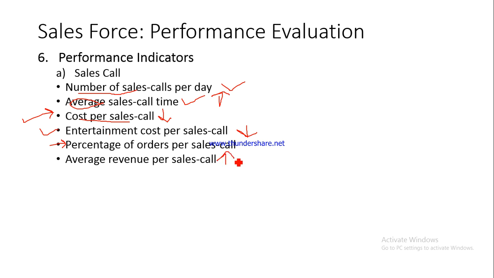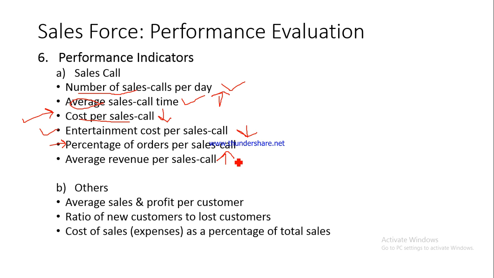How much money? He is visiting a customer, but then he is only able to sell goods worth rupees 100, and he has spent the whole day. Not good. But on the other hand, if he has visited a customer and spent one day on that particular customer, but that customer has bought an item worth rupees 2 lakhs, then it makes sense. So we'll also take care of this particular aspect, average revenue per sales call.